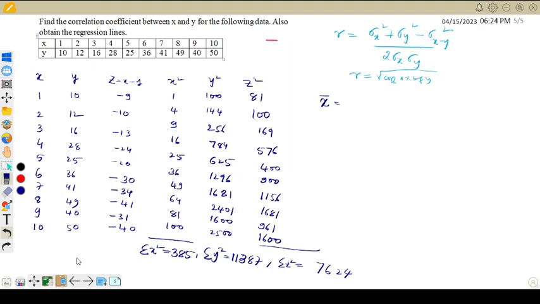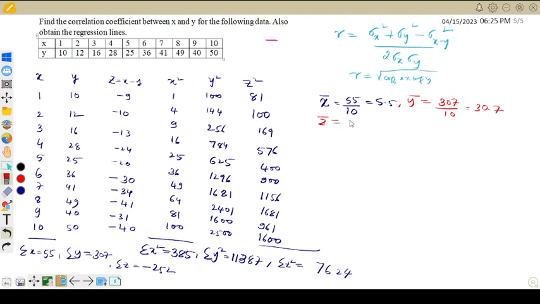So you also have summation of x is 55, summation of y is 307, summation of z is minus 252. So mean of x is summation of x, that is 55, divided by total number of terms, which is 10. So 55 by 10 is 5.5. Now y bar is equal to 307 divided by 10, which is 30.7, and z bar is equal to minus 252 divided by 10, which is minus 25.2.